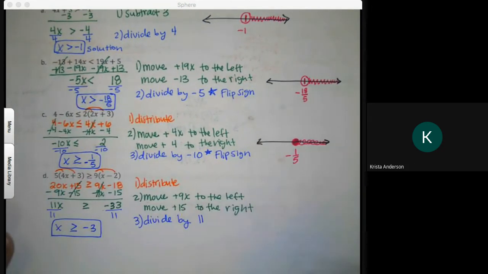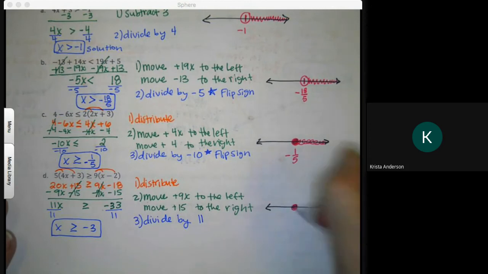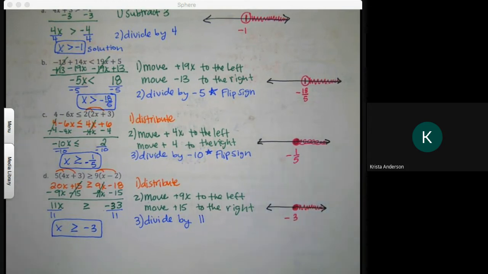For the graph, open or closed dot. Closed dot. And I shade to the right again. Any questions before we go to solving for variables on the next side? Right, turn the page.